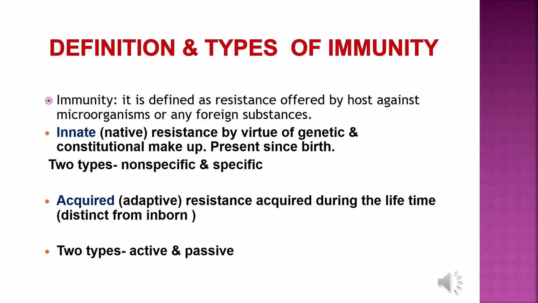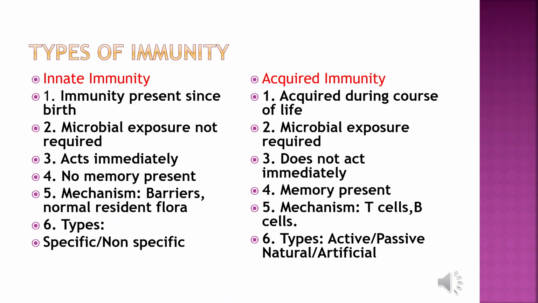And then again it is divided into two types, the non-specific and specific. And acquired immunity, it is also called adaptive immunity. So it is a resistance acquired during the lifetime. It is different from the inborn. And then it is again divided into two types, that is active and passive immunity. Then we will see difference between innate and acquired immunity.